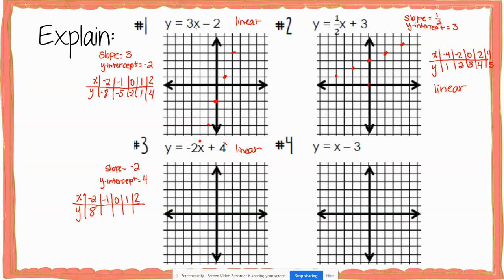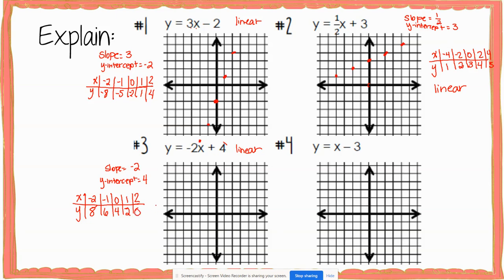If -1 is my x value, I'm going to do -2 times -1, which is +2. 2 plus 4 gives us 6. When x is 0, I'm going to do -2 times 0, which is just 0. And then 0 plus 4 gives us 4. When x is 1, I'm going to do -2 times +1, which is -2. And then -2 plus 4 also gives us +2. When x is 2, I'm going to do -2 times +2, which is -4. If I do -4 plus +4, I get 0.